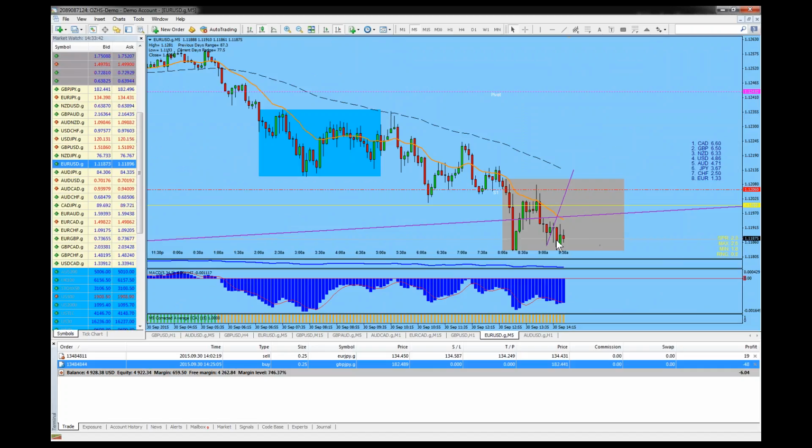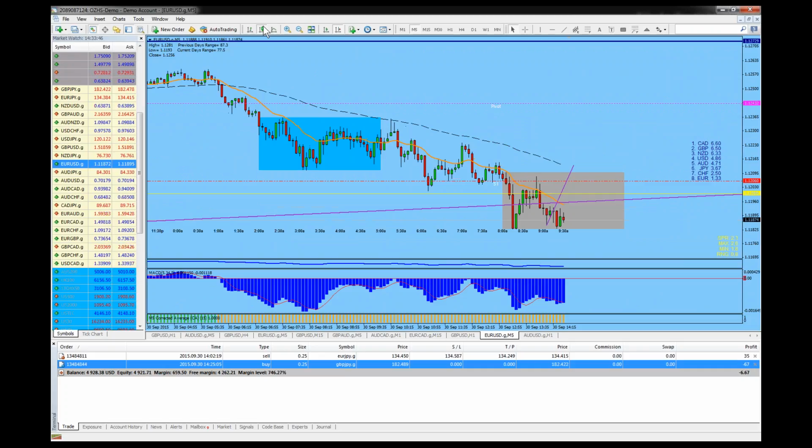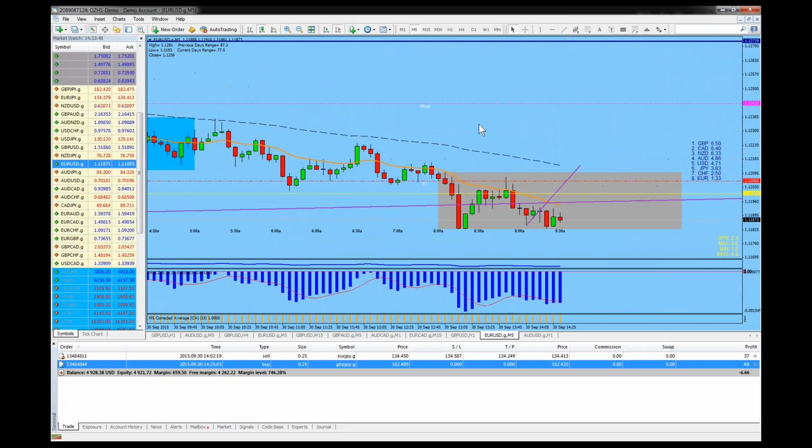Oh, we may have a second entry here on this euro dollar. Let me blow this up. This is the one we set out and missed, but we've got another little pullback here on this one candle. So we may get a second shot at this a couple of pips later. And we'll keep that out there.